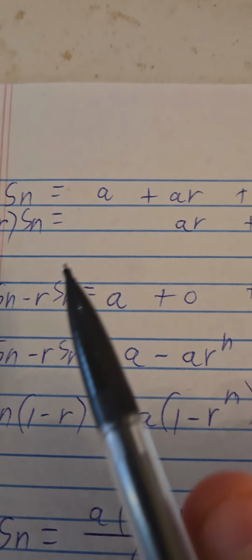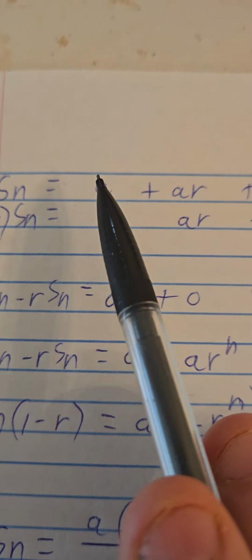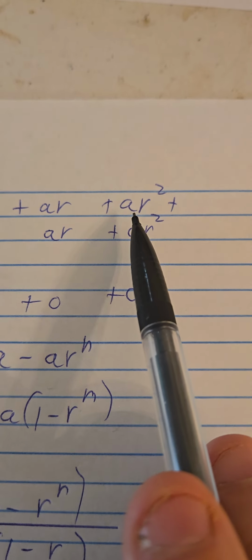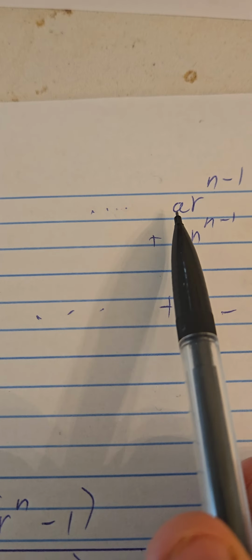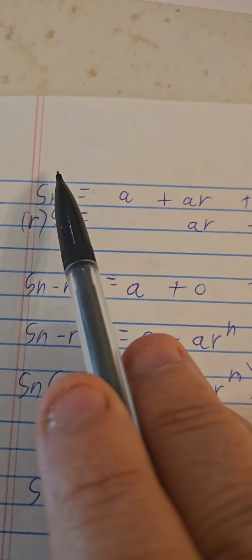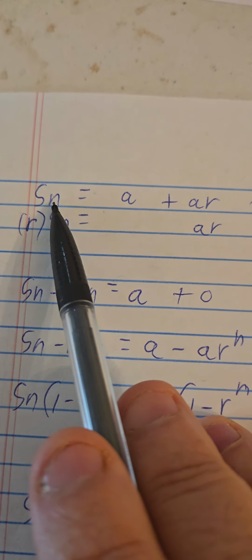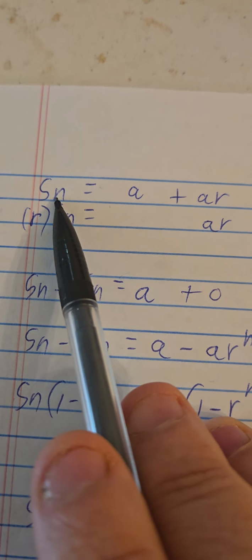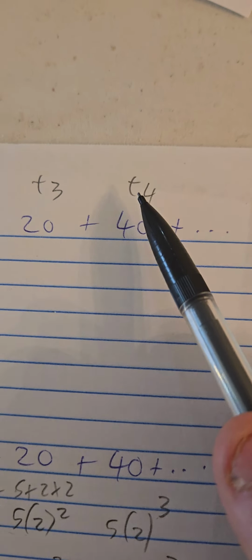And what I'm going to do, I'm going to write that line again. Sn equals A plus AR plus AR squared. Now the nth term is AR to the n minus 1. That's what we just said a minute ago. That's term number n. S means the sum of all the terms up to term number n. Like T4 means term number 4. S4 means adding up the first 4 terms.